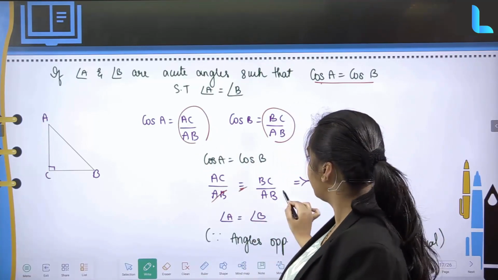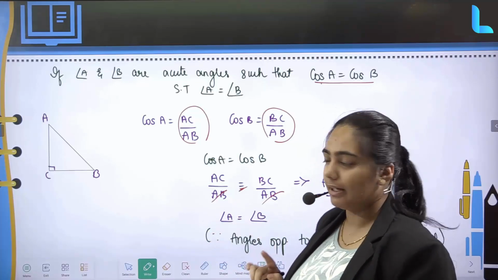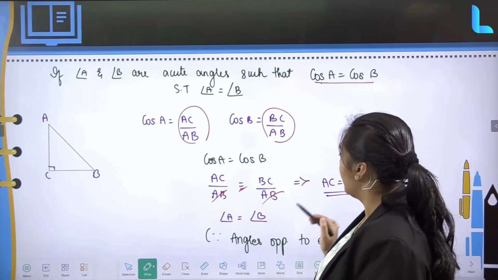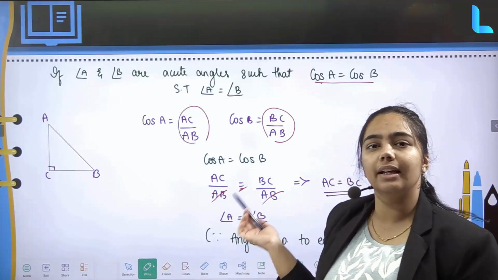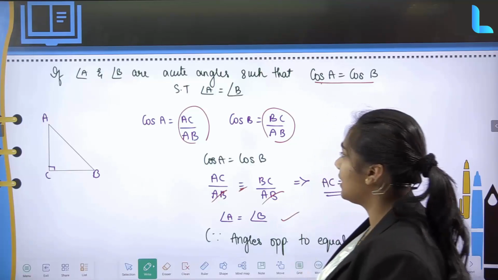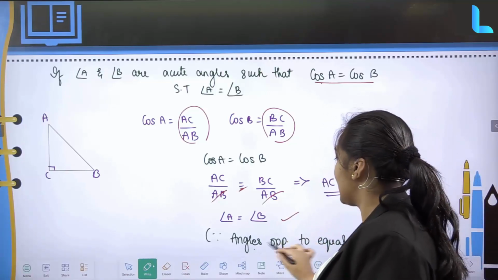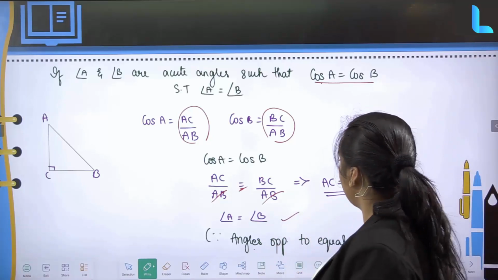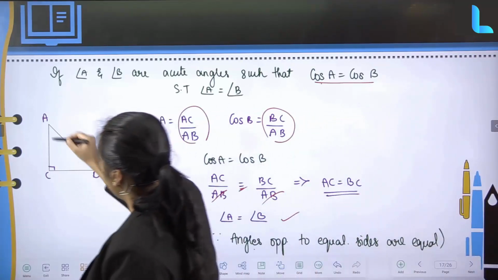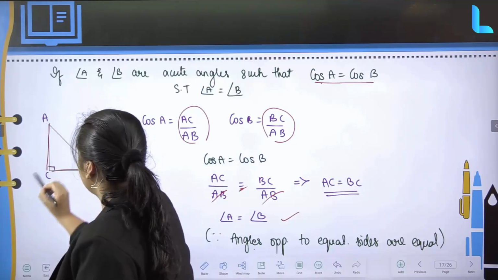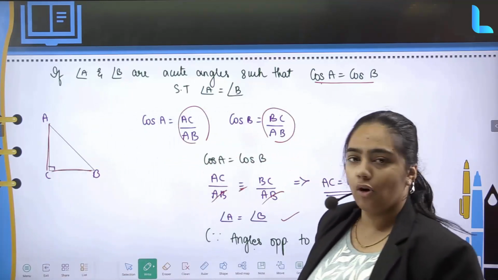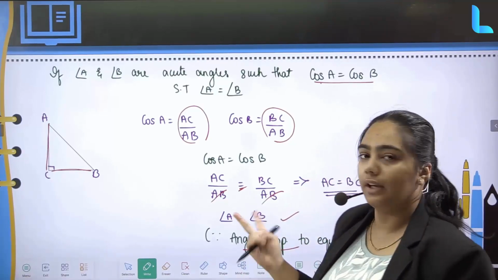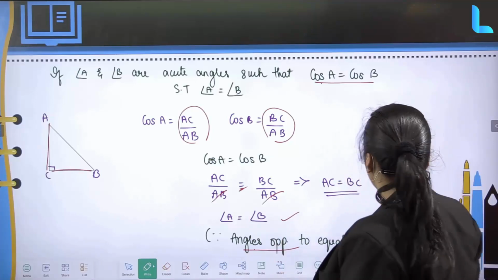Whatever I have got over here, I am just going to equate it. Once I equate it, see, in the denominator AB and AB get cancelled. AC is equal to BC is what is left. Right, if AC is equal to BC, we can easily tell that angle A is equal to angle B. But why? See, angles opposite to equal sides are always equal. AC is equal to BC. If these two sides are equal, then angles opposite to equal sides are always going to be equal.